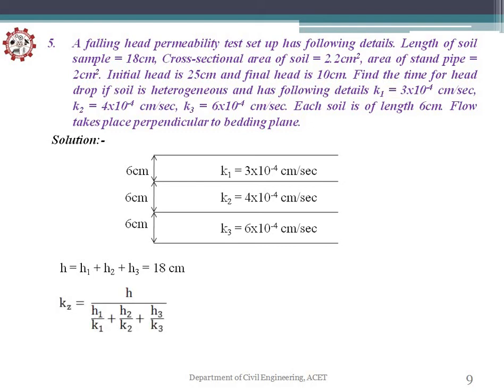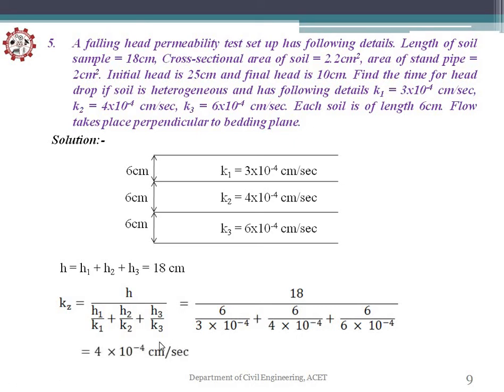As it is heterogeneous and the flow is perpendicular to the bedding, the formula will be Kz equals H upon H1 upon K1 plus H2 upon K2 plus H3 upon K3. Total height is 18. Substituting all the heights and Ks, you will get the permeability in Z direction as 4 into 10 raised to minus 4 centimeter per second.